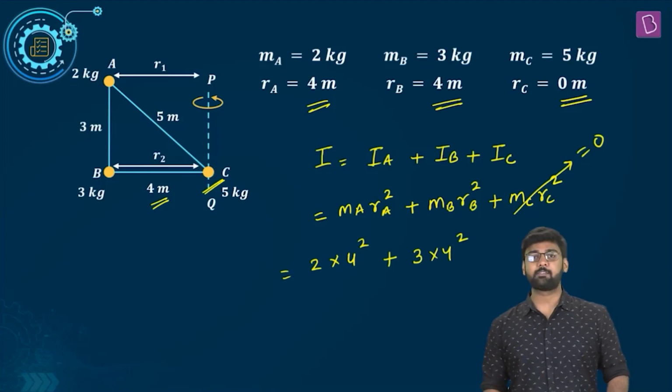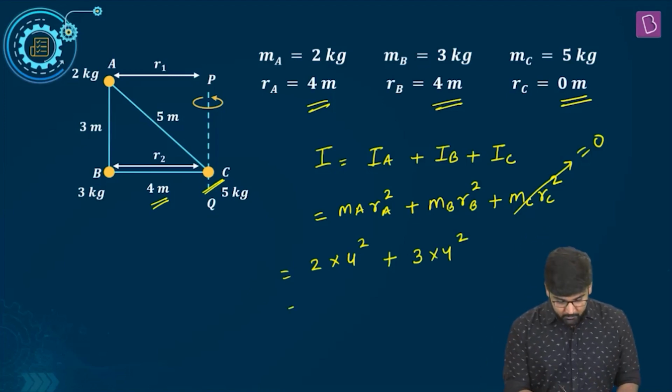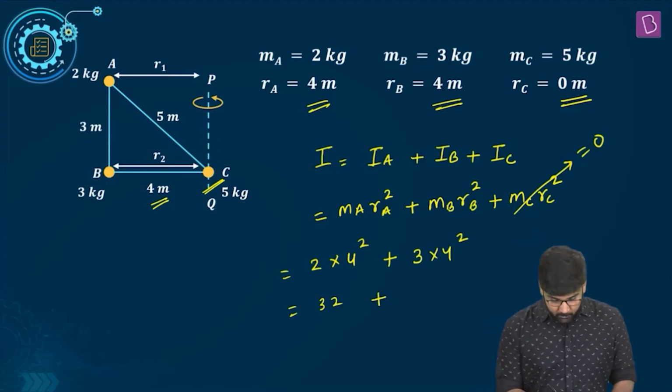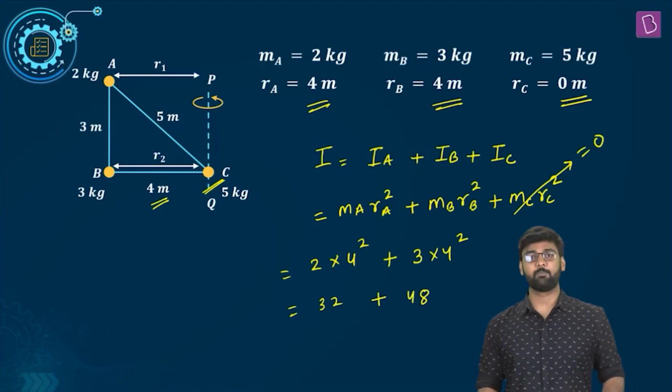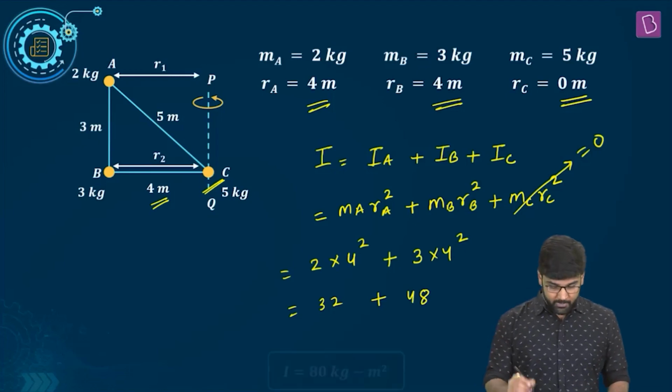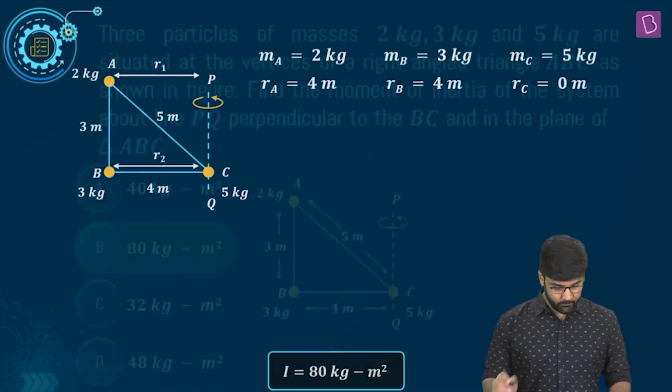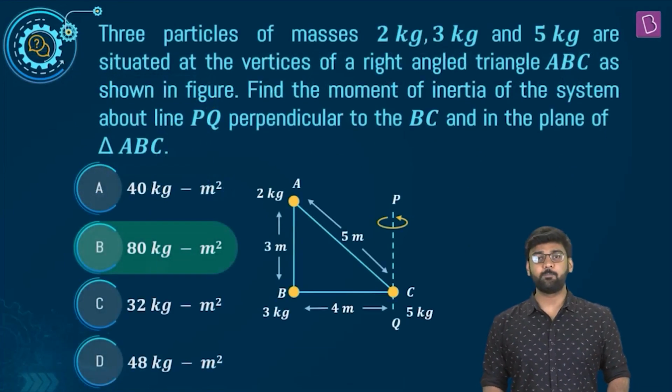So 4 square is 16. 16 into 2 will be 32, and 16 into 3 will be 48. So when you add these two, we get the net moment of inertia as 80 kg meter square. So let's see the options now. You can see here option B is the correct answer for this question.